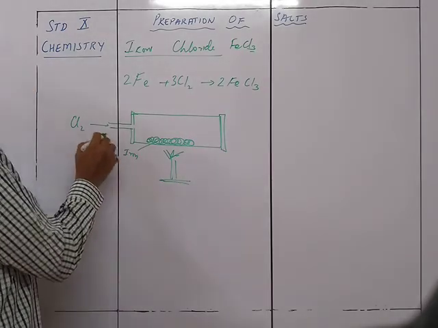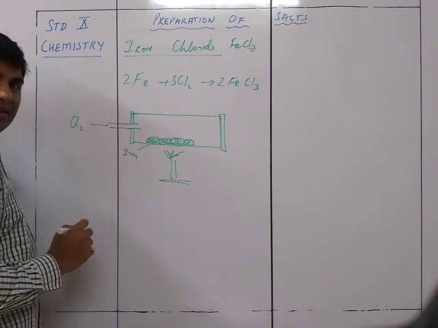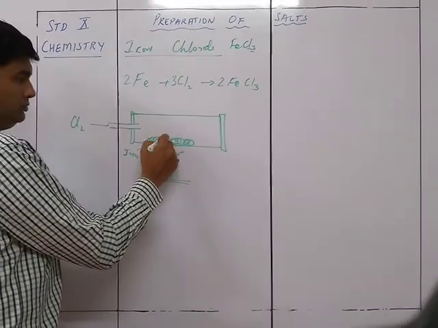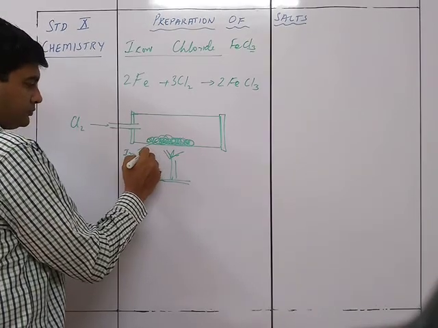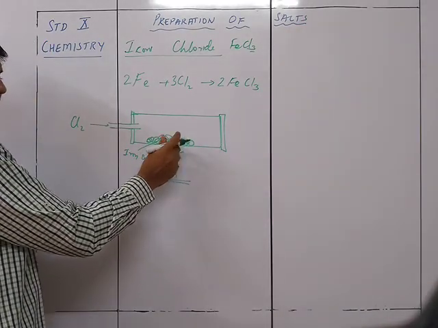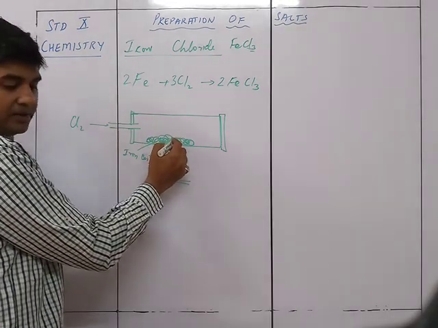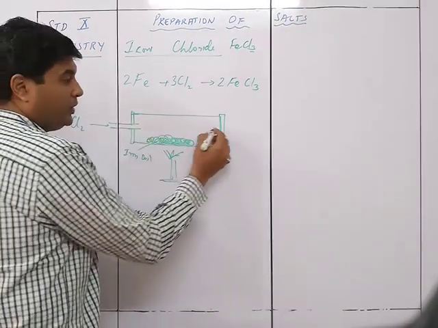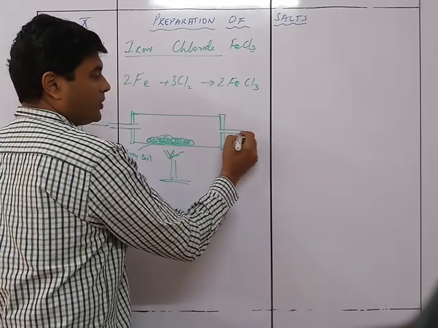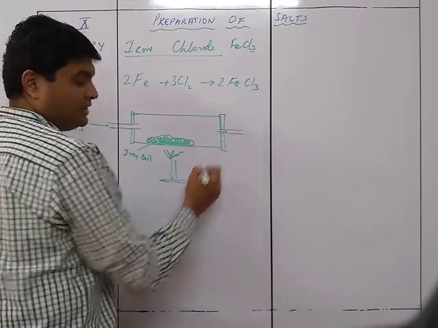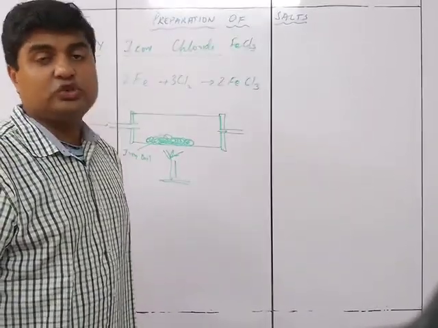So into this chamber, we are allowing the chlorine gas to pass through the iron coil, which is over here. This is the iron coil. The iron coil which is here is going to be heated up. On heating, the iron and chlorine get mixed together and come in contact. So over here we are going to get the gas in the form of FeCl3. This particular gas needs to be condensed.